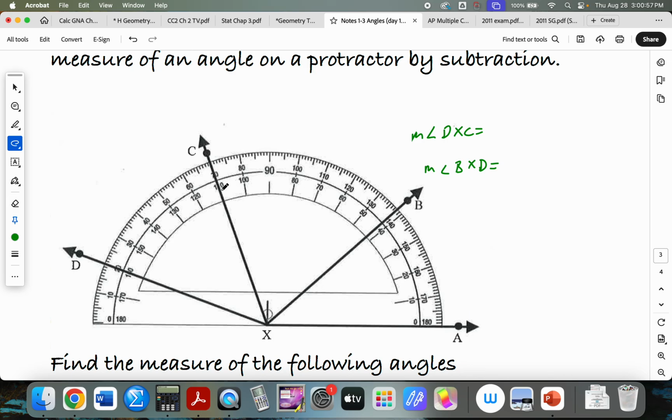Get the number on this side, and you get the number on this side, and then you subtract it, and you get the answer. Wait, I don't think I clicked it right. Cause I put 110 and after... No, the DXC? Yeah, you were supposed to have, if you did the inside one, it would be 160 minus 110, which would be 50.